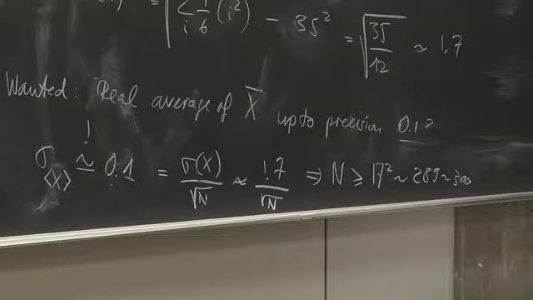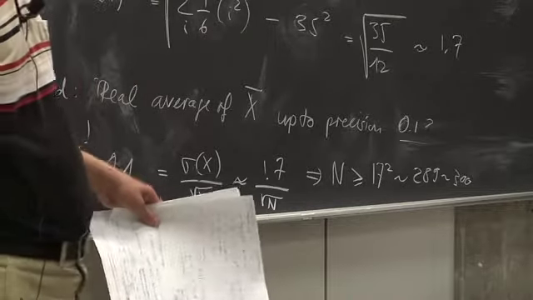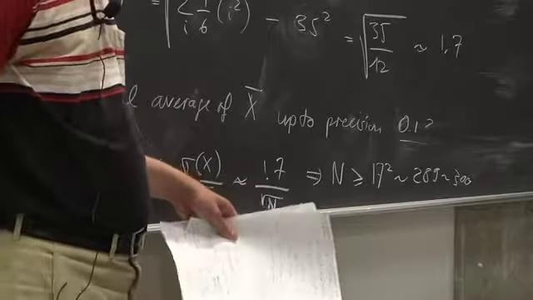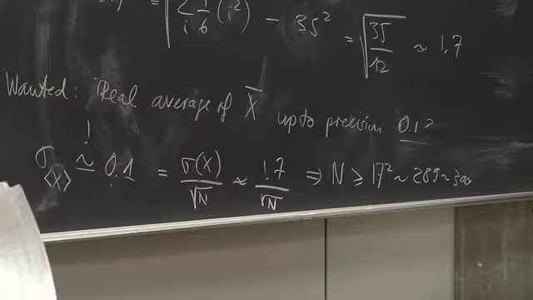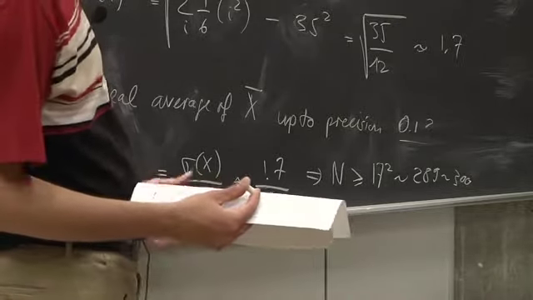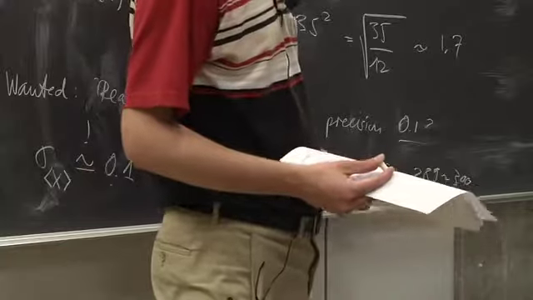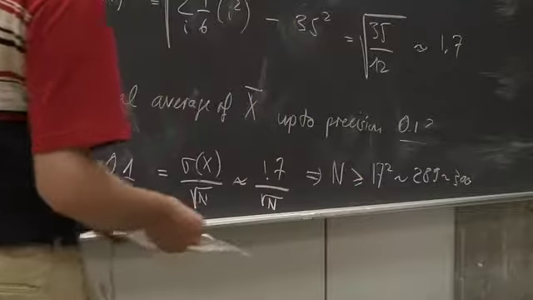Okay. So what if I want precision 0.01? How many more times should I throw? 30,000, yes. So what is the rule? If I want 10 times more precision, I have to take 100 times more measurements, right? Because the error that I'm making goes down only like a square root. So if I want to gain one decimal here, I have to add 2 decimals here, in the other sense, right?